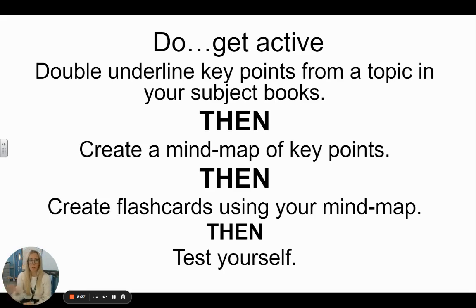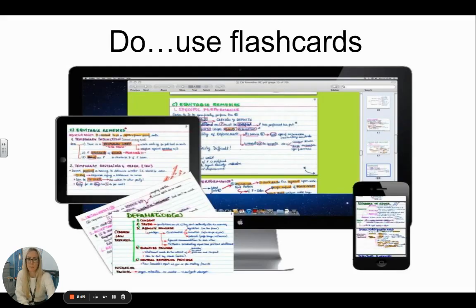So we all know that underlining key points from a topic in your subject book isn't enough. So once you've underlined them, create a mind map as colourful as you can. Then create flashcards, then test yourself. And what I used to do is I used to then have those flashcards, and the stuff I knew I'd take off. So I had less and less flashcards, which felt better knowing that I had to learn less to be really well equipped for my exam.